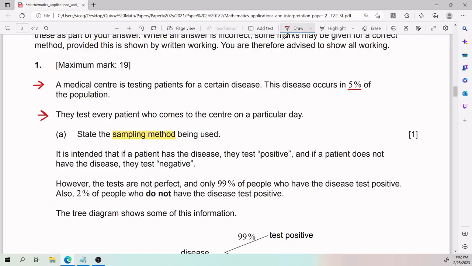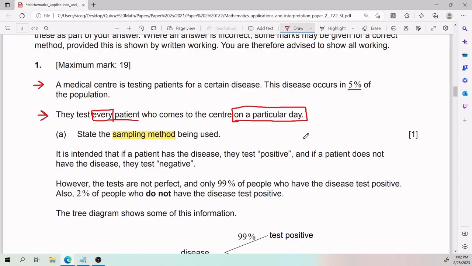Now, sampling method makes reference to who do they survey? Okay, who do they test? They test every patient. All right, so "every" is a word that's going to help us here. And also "on a particular day." So those are two big hints for what sampling method is being used.